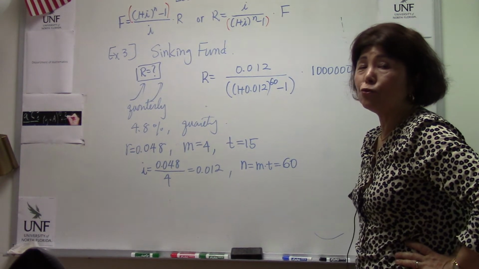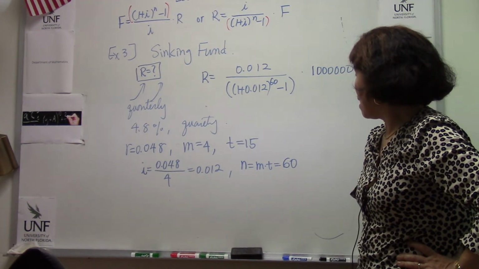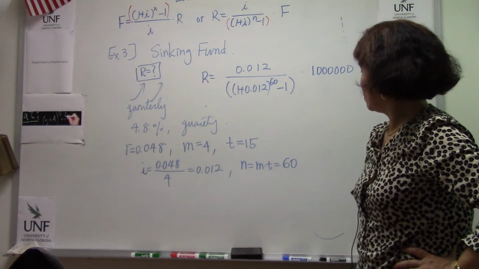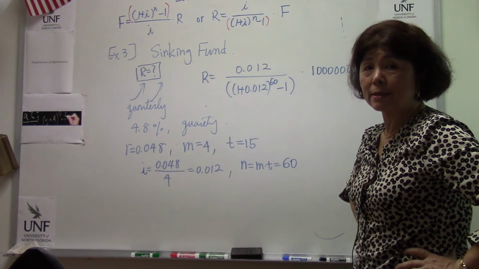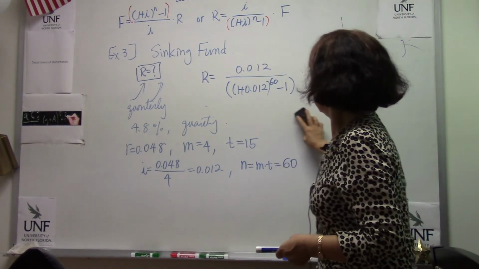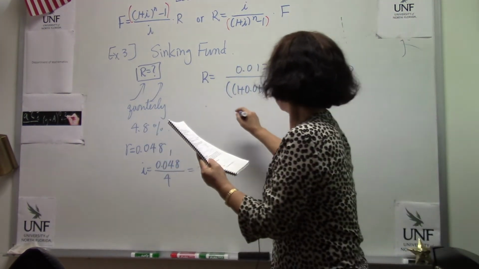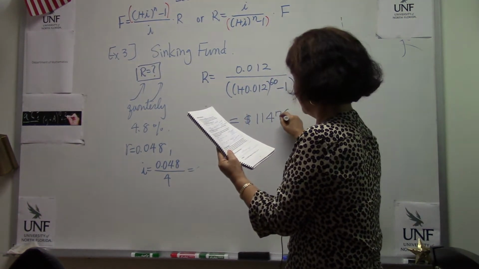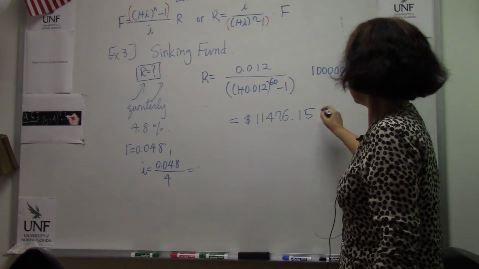And by the way, when you do MyMathLab homework, you are going to make it as accurate as possible, and always round to 2 decimal places so that you include the cents clearly. So once you compute, it is $11,476.15.